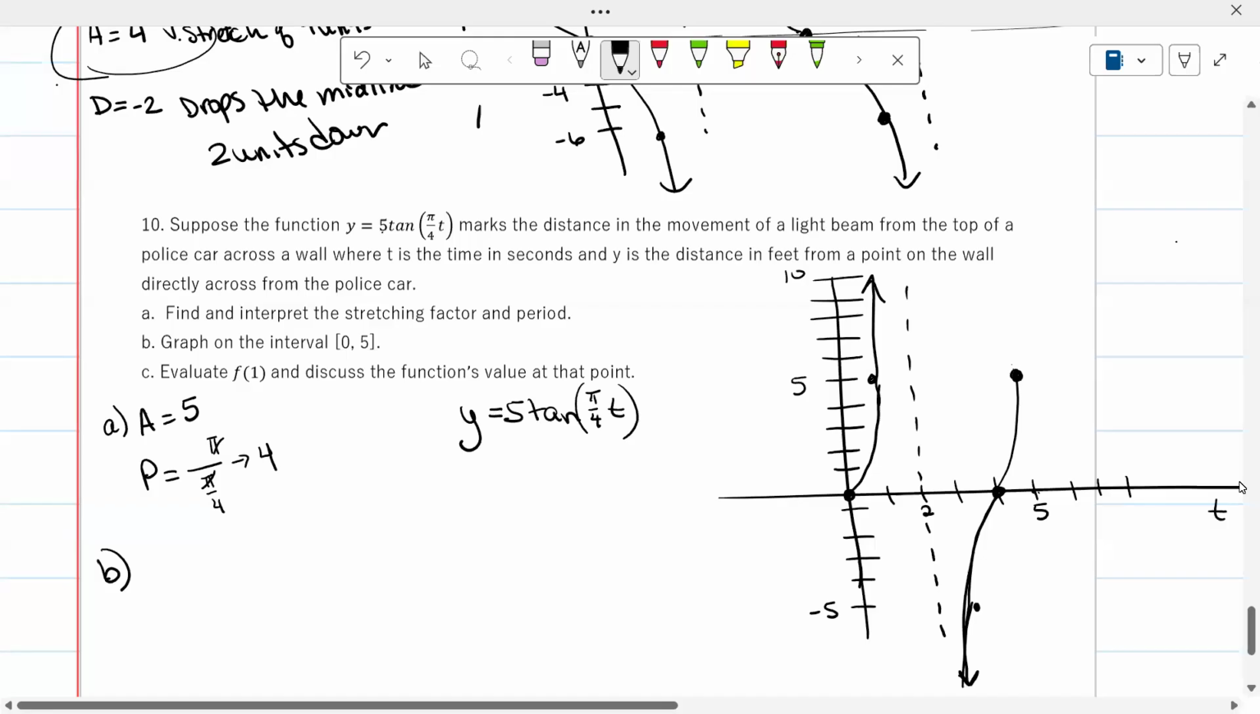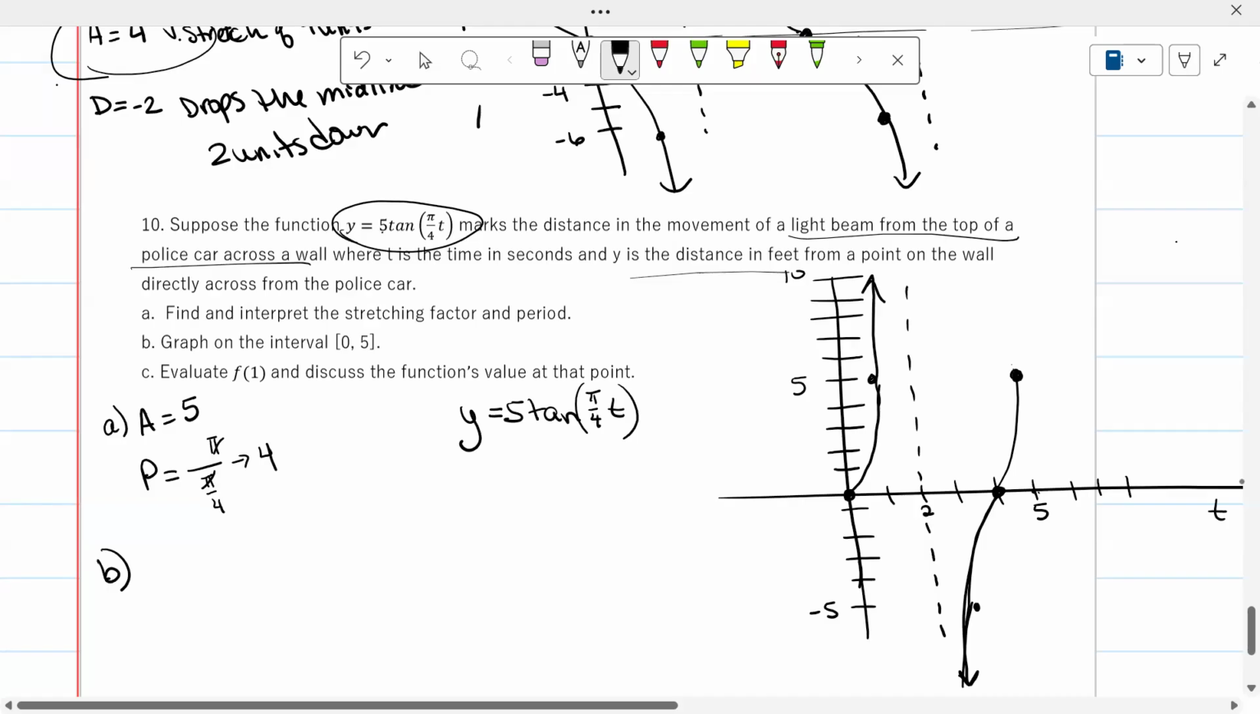Okay, let's take a look at this number 10. I did start it just for the sake of time and making this a little bit quicker of a problem. So here's our equation, and it marks the distance in the movement of a light beam from the top of a police car across a wall where t is time in seconds and y is the distance in feet from the point on the wall directly across from the car.